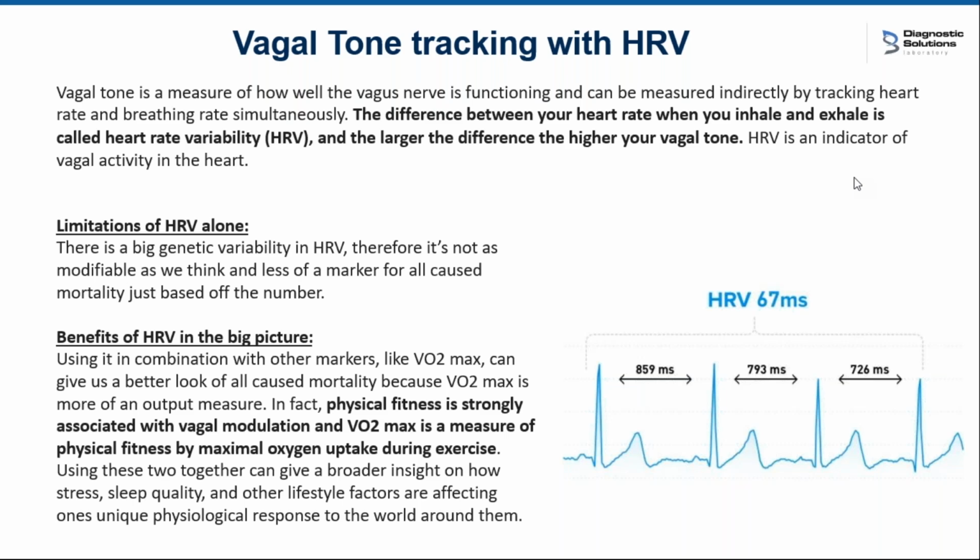So you could use HRV, but it's really beneficial if you pair it with VO2 max. And that's because physical fitness is strongly associated with vagal modulation, and VO2 max is a measure of physical fitness by maximal oxygen uptake during exercise. So using not just one marker, but potentially two could be a lot stronger to get an inside look at someone's HRV, or vagal tone.